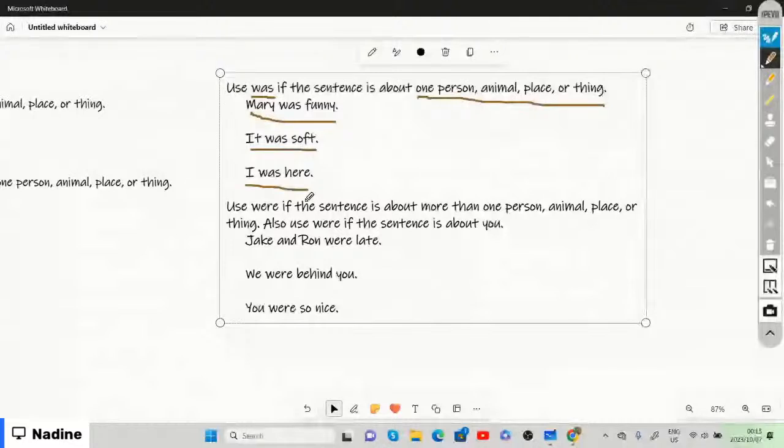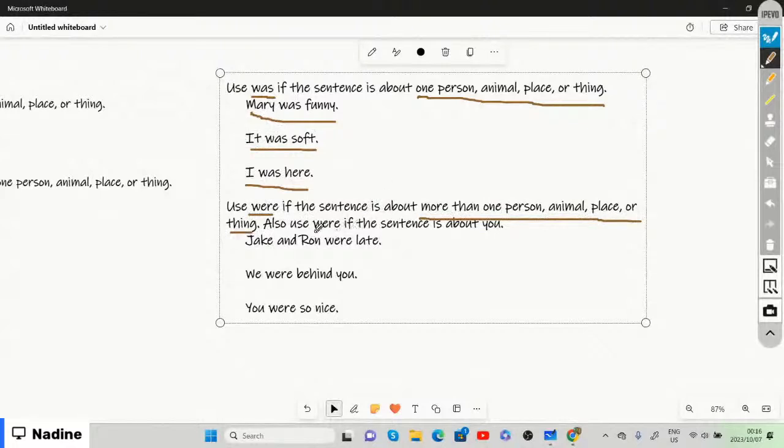Remember in the present form, if it's now and we use I, then we say I am here. But in the past, we say I was here. And we use was when we refer to one person, one animal, one place, or one thing. And we use were if the sentence is about more than one person, animal, place, or thing.